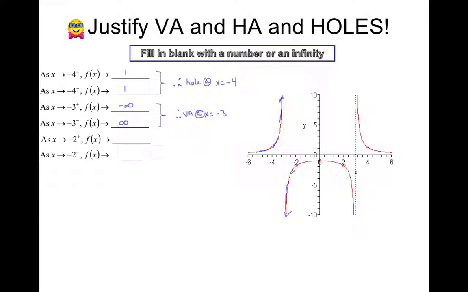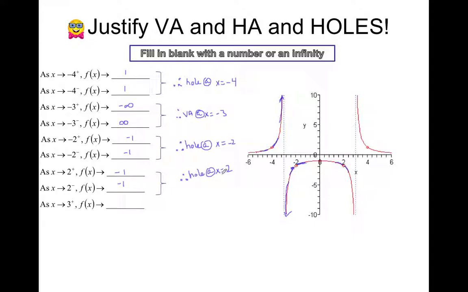at -2 from the left, from the right, approaching a height. Therefore, there's not a vertical asymptote because there's no swoosh. Same with 2. 2 from the left, 2 from the right, also approaching, I think that's -1. Again, I don't really care what y value you call it. But it's not a vertical asymptote. There's no swooshes. But what's true at 3?